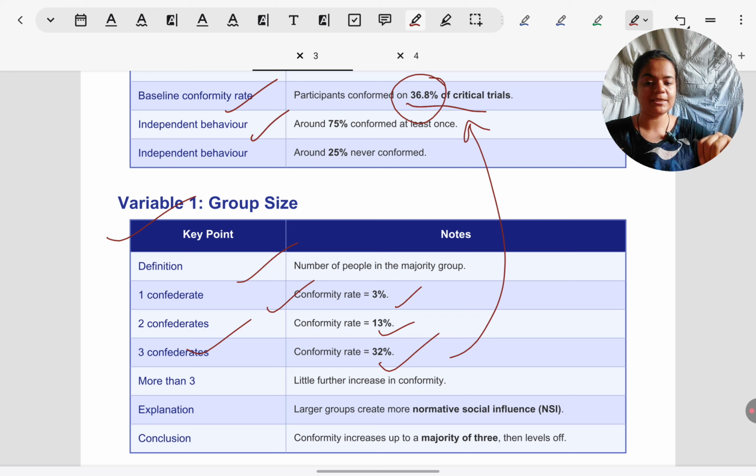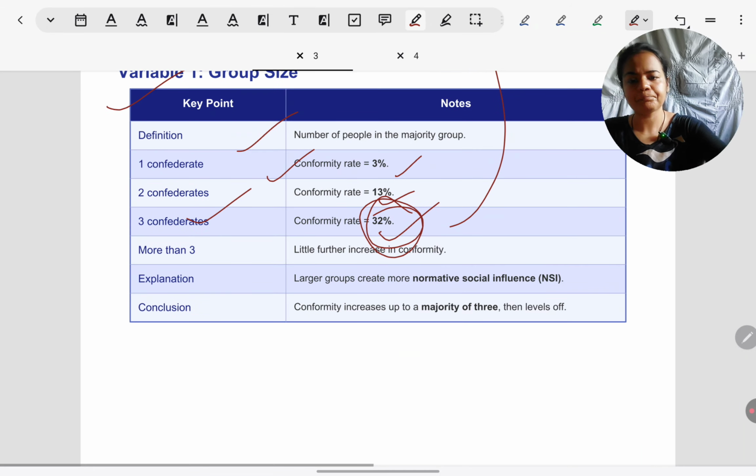So more conformity. But there is a leveling off point. That is very important, what Asch found. He manipulated this further. He increased the group size from 3 to 4, 5, 6, up to 9. It didn't matter. Whether there were 3 assistants giving the wrong answer or up to 9 assistants giving the wrong answer, conformity remained around this point only. We've already seen that in the original study.